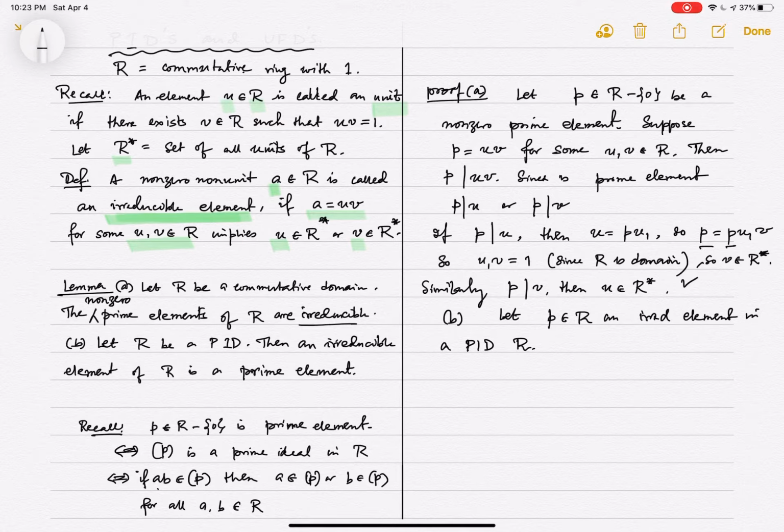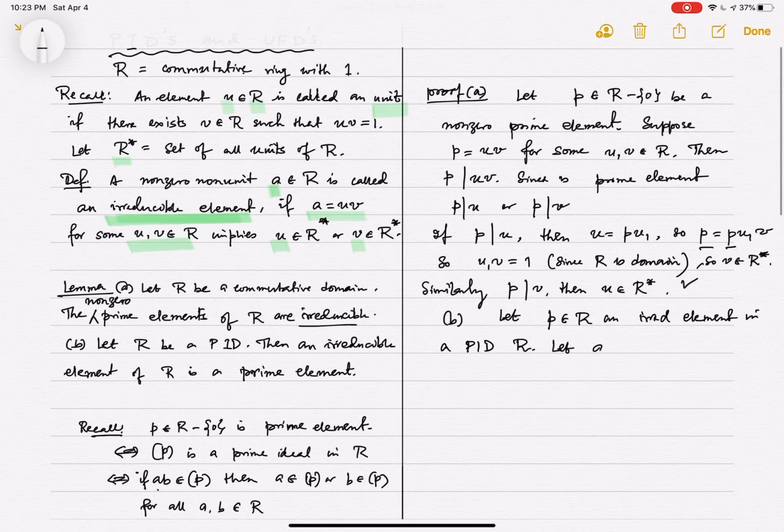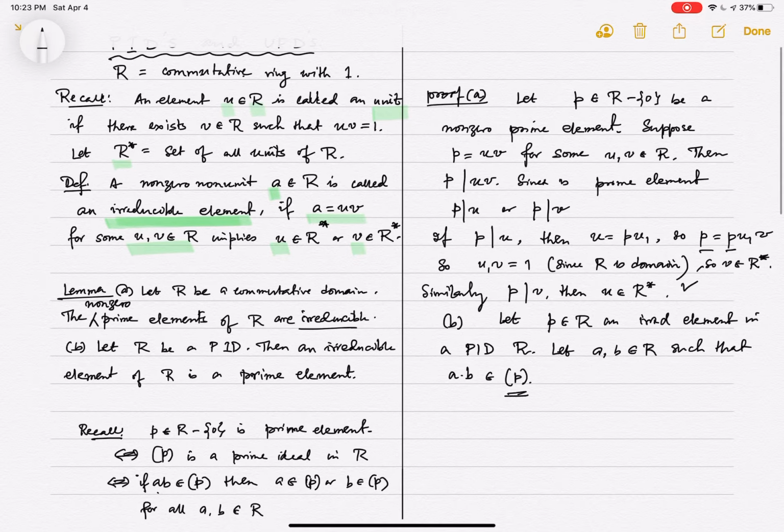And I want to show that P is a prime element, meaning what? Let's take two things A and B in the ring such that A times B is in the ideal generated by P. And then I have to show that one of the two elements A or B is in that ideal. So let A be in R such that the product A times B is in the ideal P. I'm trying to show that this is a prime ideal, so I have to show that either A or B is in this ideal.